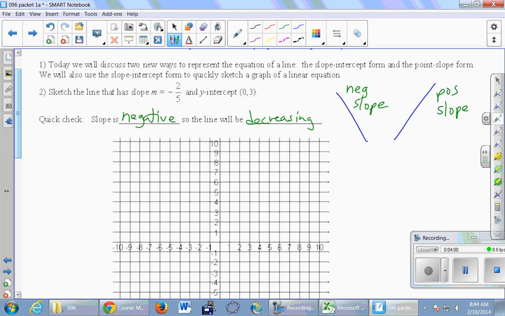Okay, so let's sketch this line. We wanted to have a slope of -2/5 and a y-intercept of (0, 3). So the first thing we're going to do is plot this point (0, 3) right there. Now we don't have a second point to plot. What we do have is the slope. It's -2/5. Turns out that's enough for us to get a second point and a third point if we want.